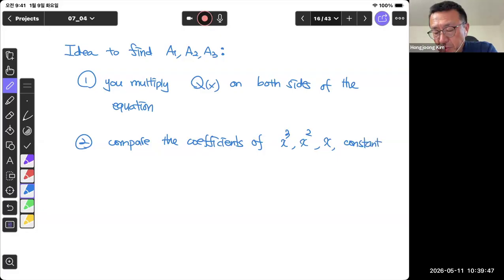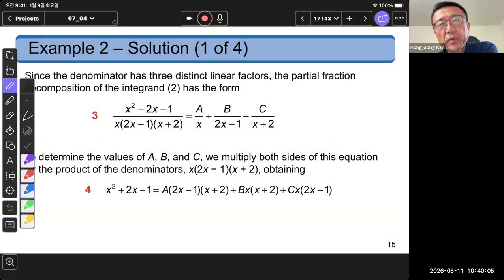Okay. So in this case, we don't have any x cubed in the numerator, right? So the numerator is the second order term. So we just compare the coefficients of x squared, x, and 1.